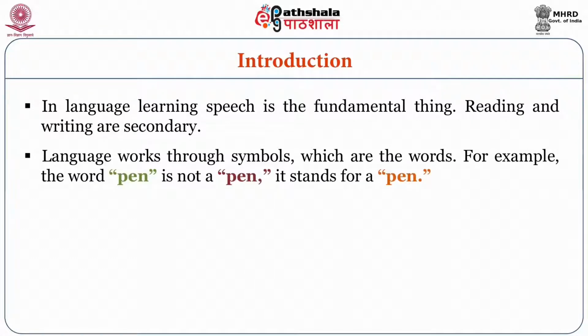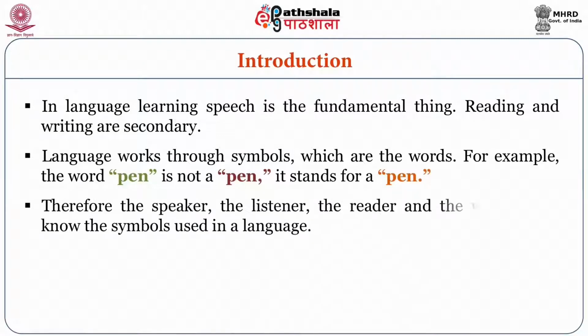Now, language works through symbols, which are the words. For example, the word pen denotes a certain object. Even a reader or a decoder or listener, for that any name you give, understands what the pen is, which object has been given the name pen. So we understand, we can visualize that, we can recognize that. So this word pen, P-E-N, 3 letters, they become the symbol.